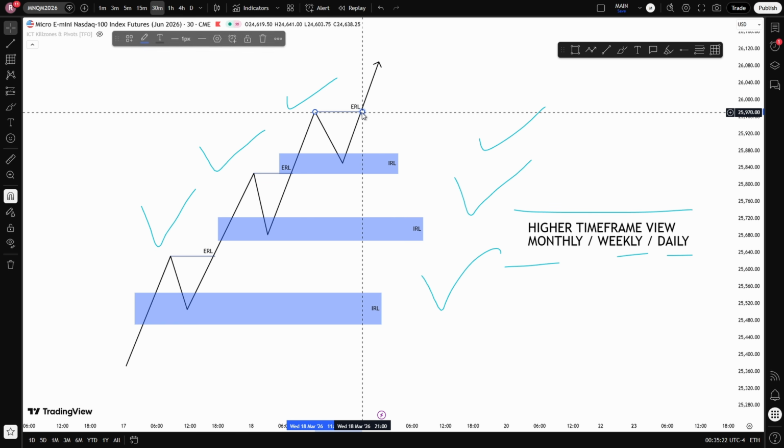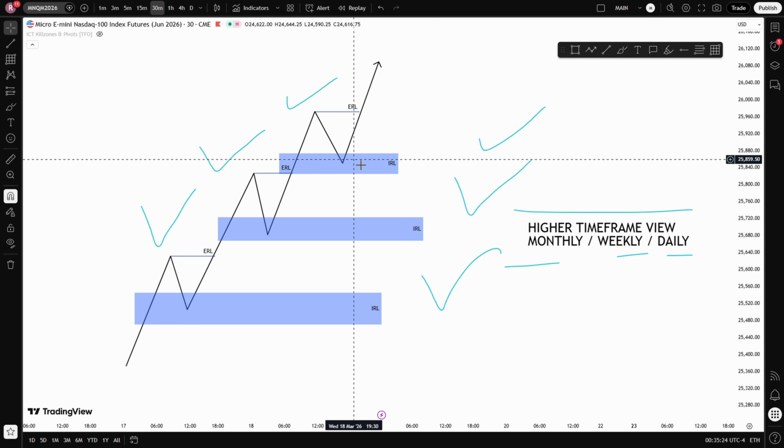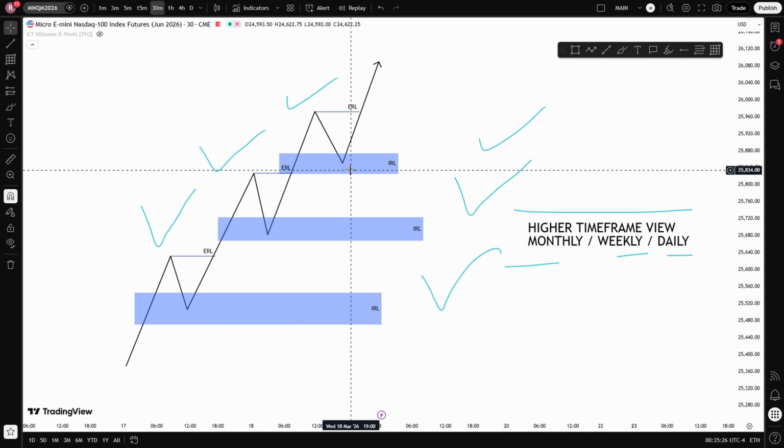When price retraces into a higher time frame internal range liquidity zone, the lower time frame begins to reveal a specific pattern. This is where a market maker buy model starts forming. It is essentially the internal mechanism that prepares price for the next expansion higher.